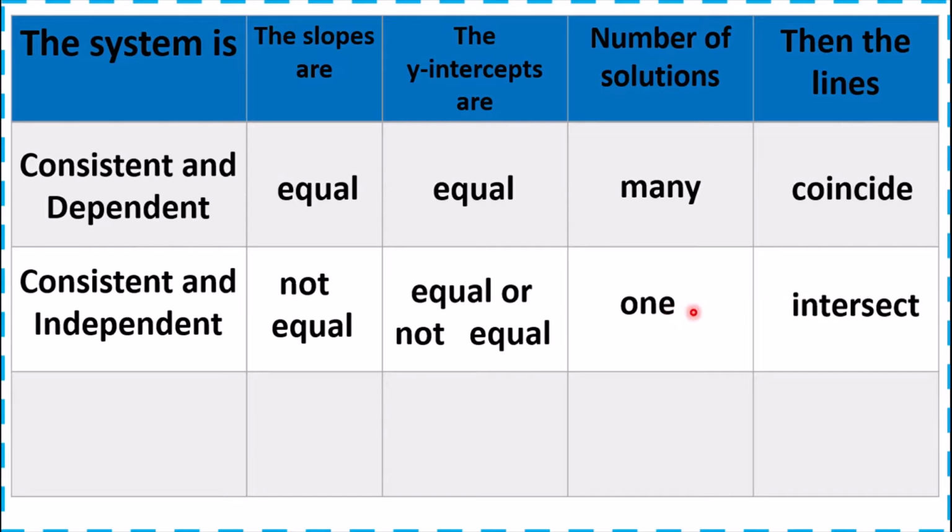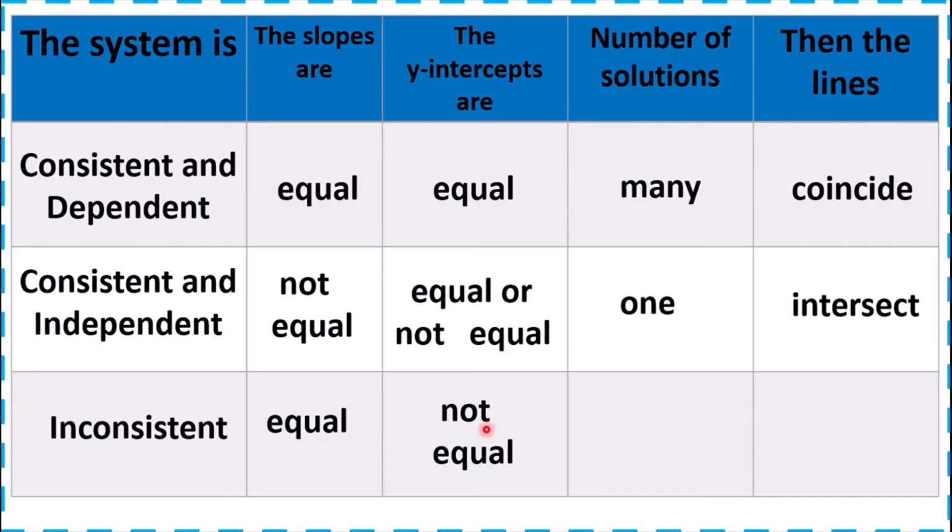Because when a line is an intersecting line, it only intersects at one point. So, one point, and that is a solution. Therefore, we have only one solution. Then, pag inconsistent system naman, yung slopes natin ay equal, pero yung y-intercept ay not equal.